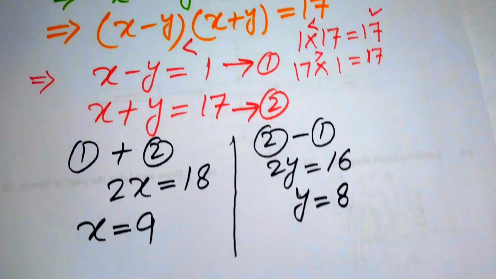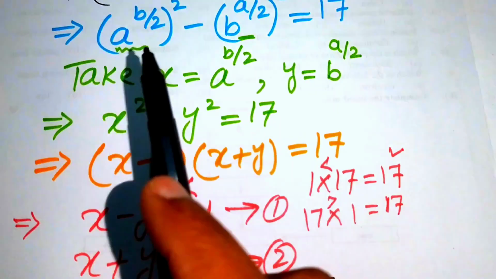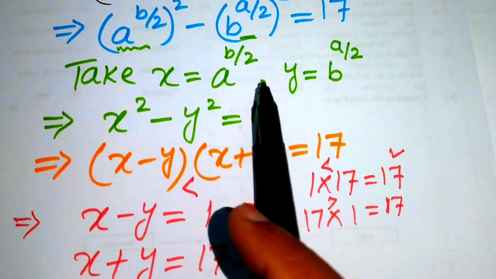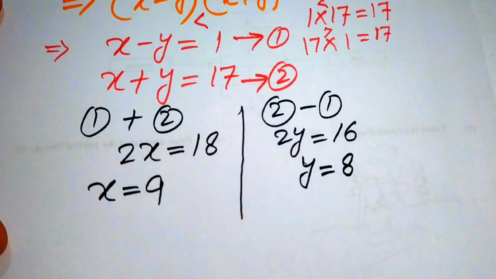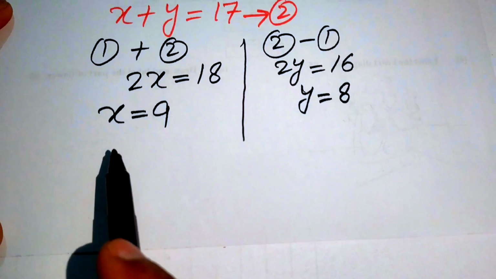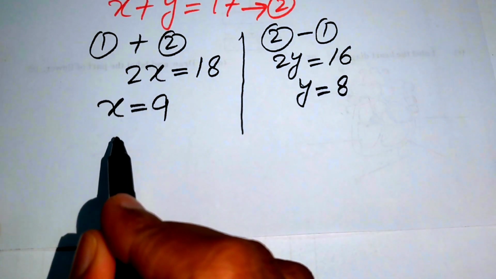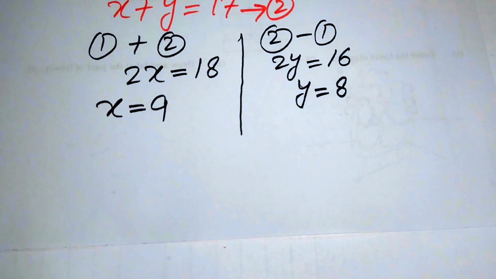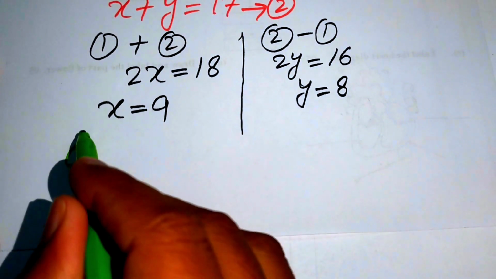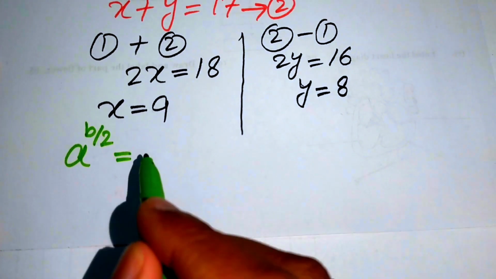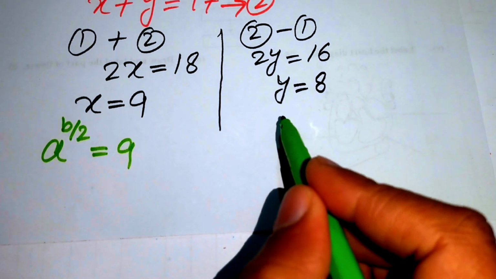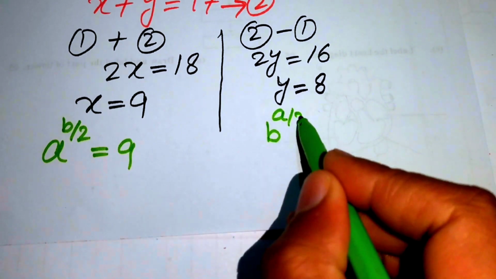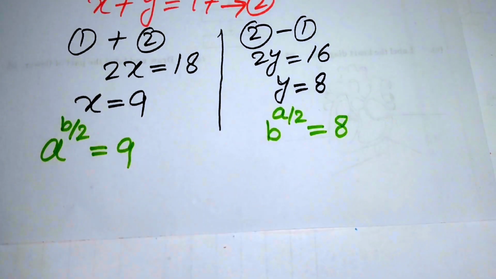So here we back substitute the values of x and y. You see that we have the value of x is a to the power of b over 2 and the value of y is b to the power of a over 2. So we put these two values here. a to the power of b over 2 equals 9, and in this case b to the power of a over 2 equals 8.